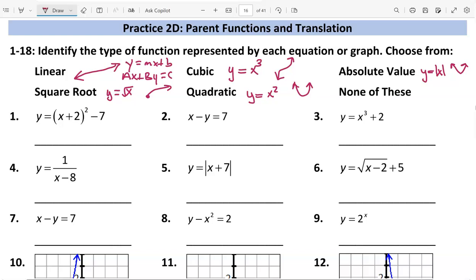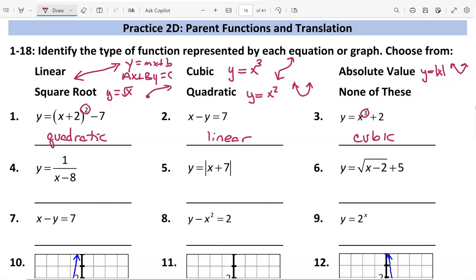All right, in number 1, we see a quantity squared, so that's going to be a quadratic function. In 2, we have something that's in ax plus by is equal to c form, so that will be linear. In 3, we have a variable that's cubed, so that will be a cubic.